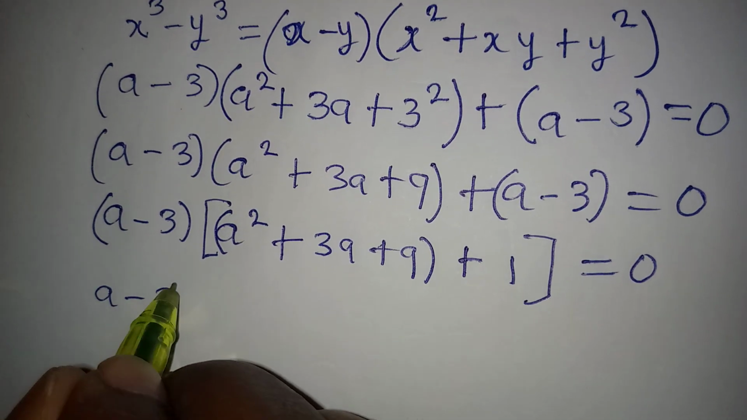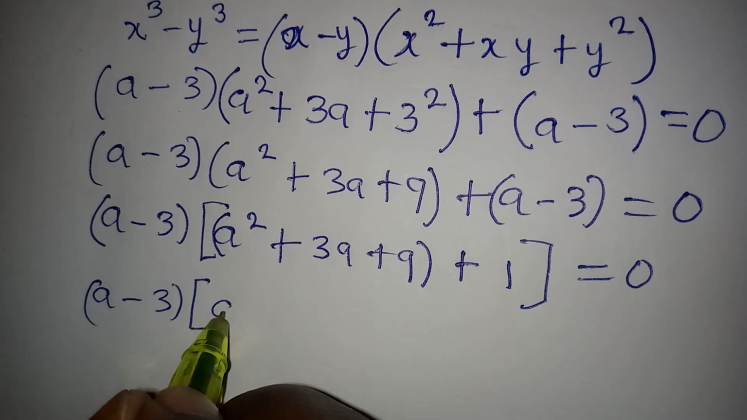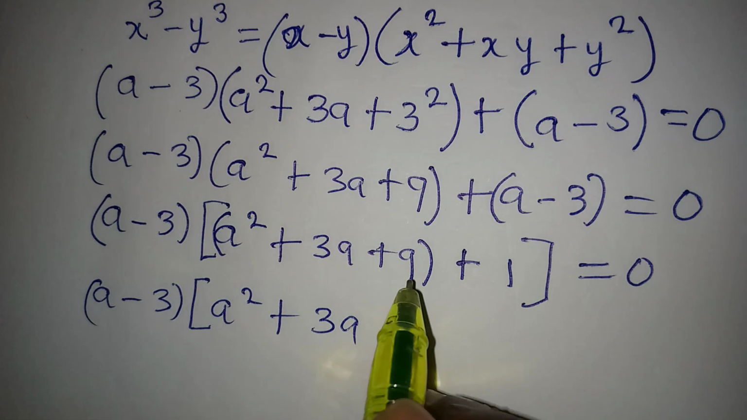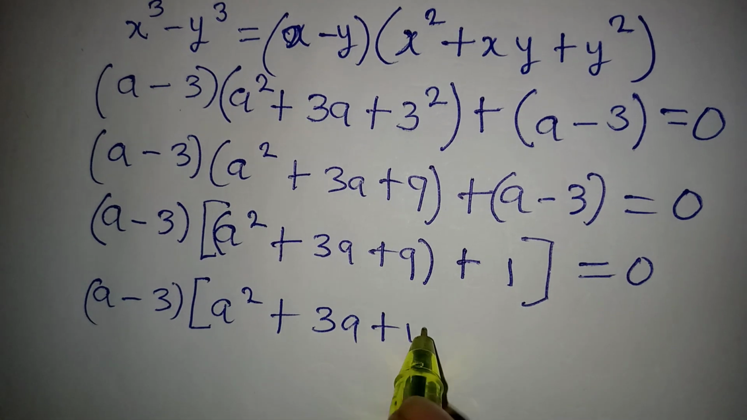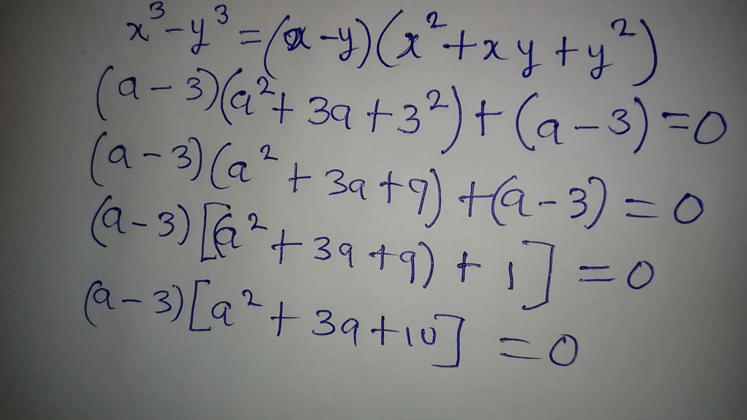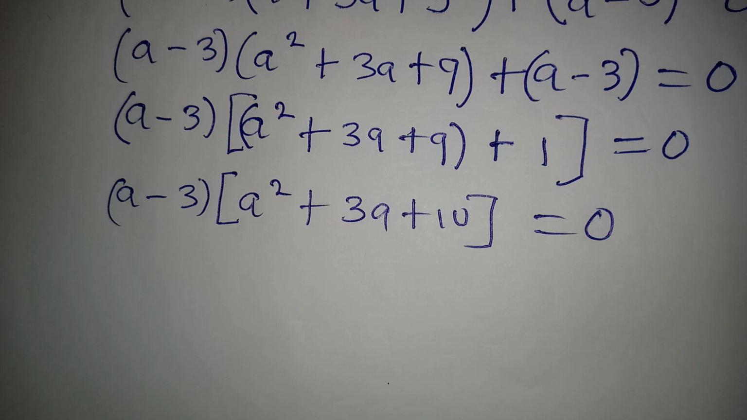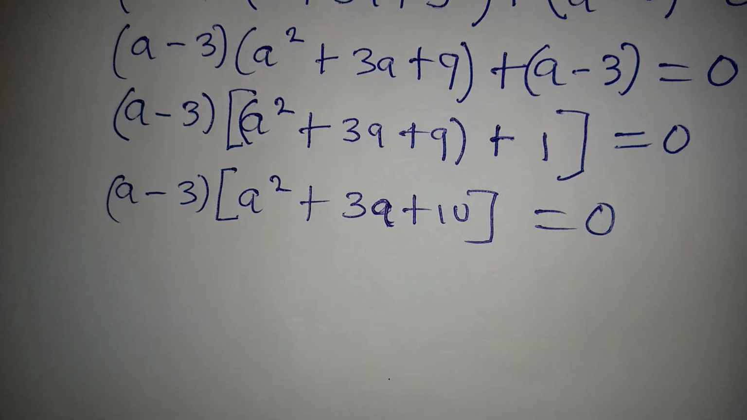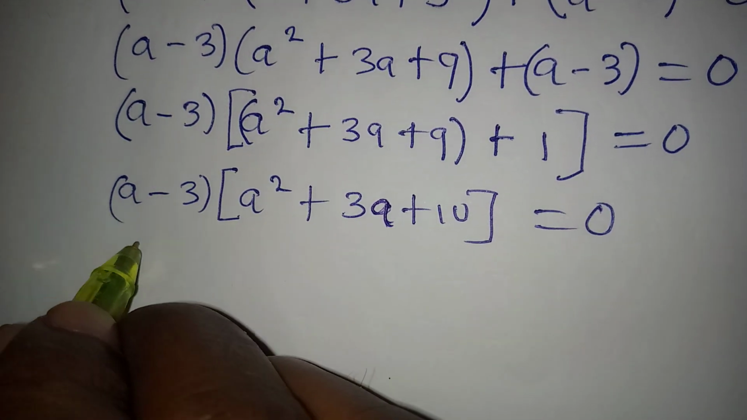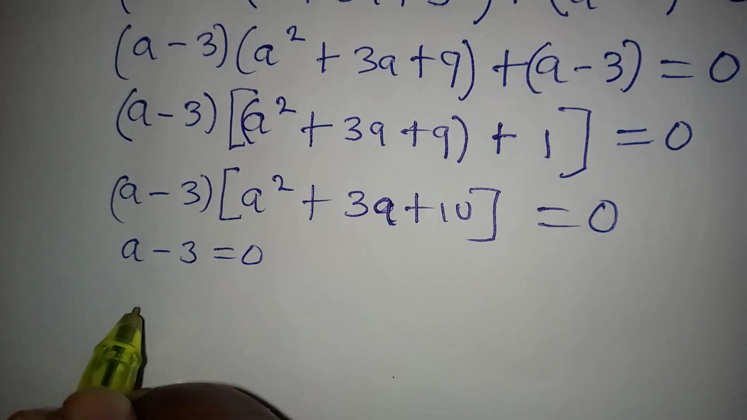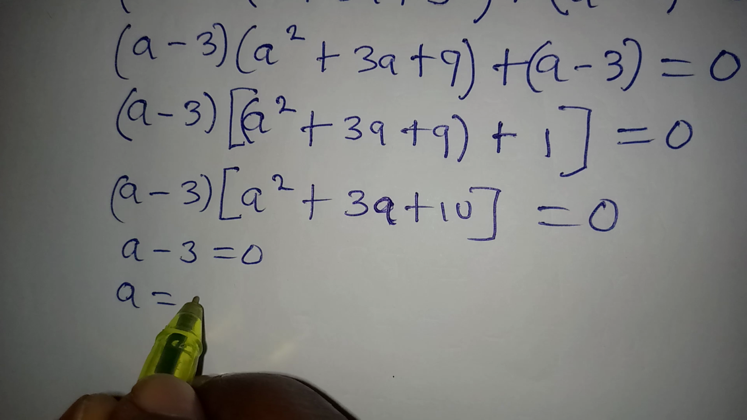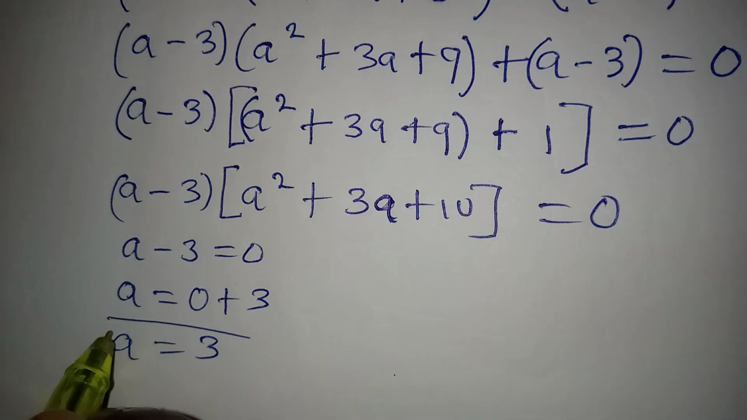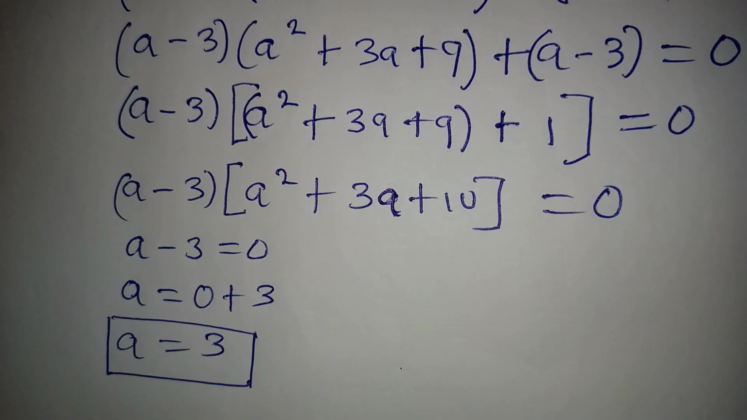Now, a minus 3 into a squared plus 3a, then plus 9 plus 1 is 10, so we write plus 10. Close this, and everything is equal to 0. From here, we can apply our 0 product rule. Remember, this is a, not 9. Now, from here, a minus 3 is equal to 0. So a is equal to 0 plus 3, and our a is equal to 3. So this is the real solution to the equation.